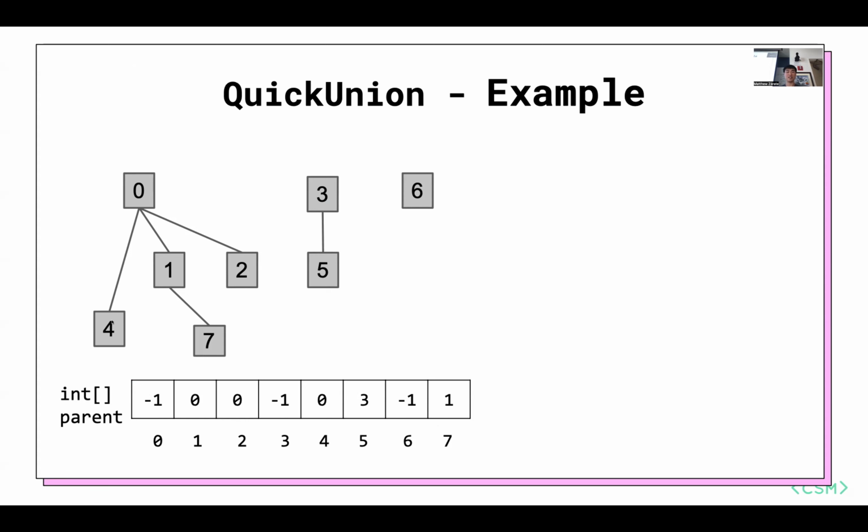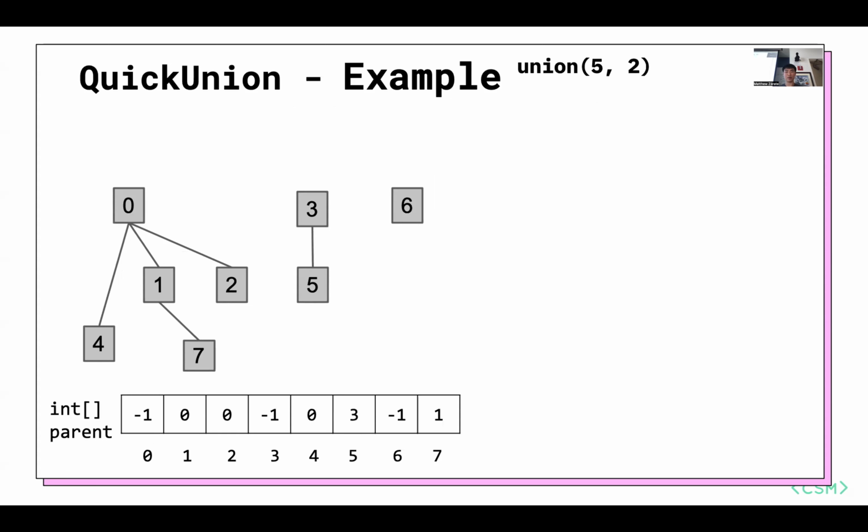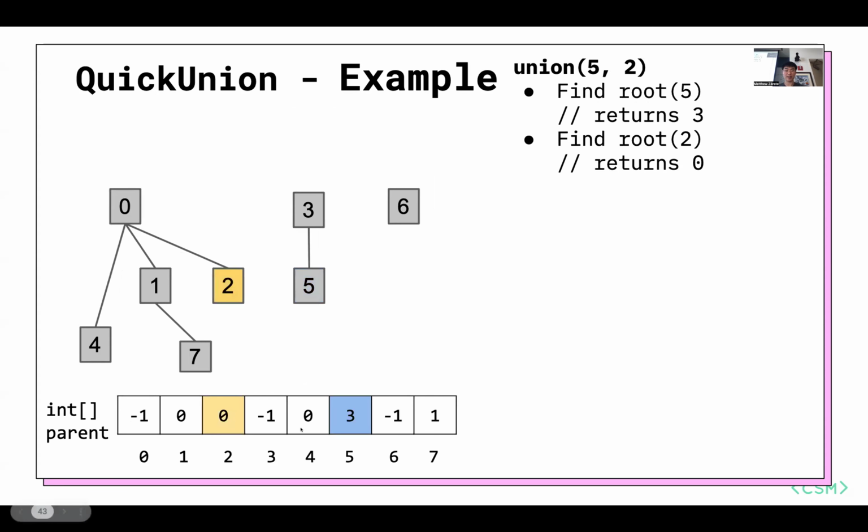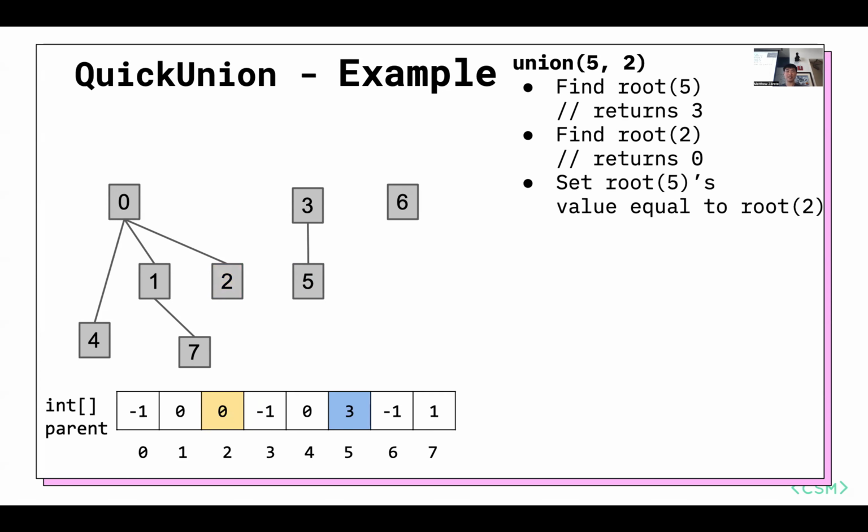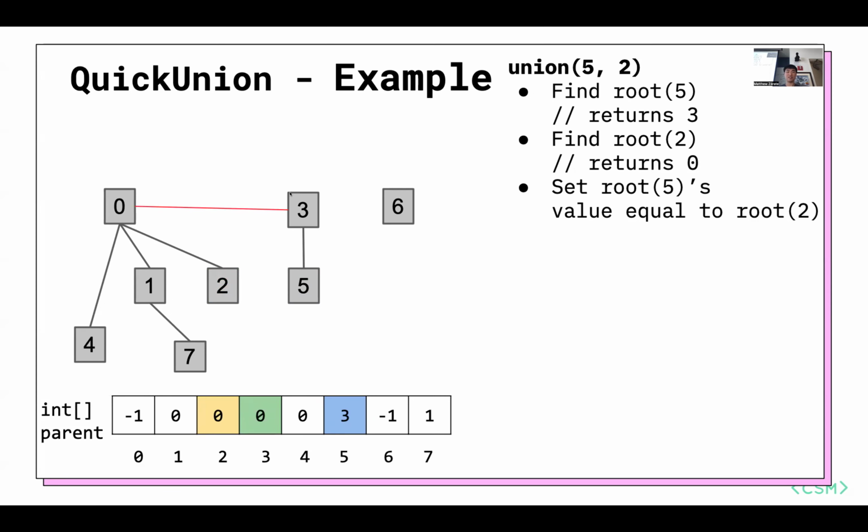And so we'll have this tree representation here. When we call union, which is the same as connect, we first find the root of 5. 5 sees that its parent is 3, so it goes to 3, and we know that the root of 5 is 3. Then we find the root of 2: 2 goes to 0, so 2's root is 0. Then, instead of having a -1 at 3, we take 3 and change its parent to 0. This effectively connects all these elements together.